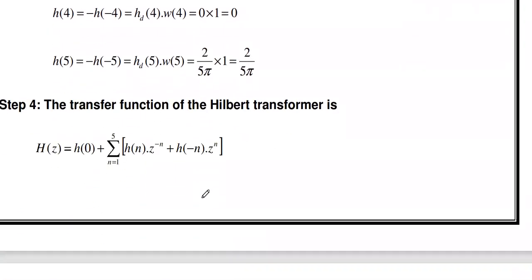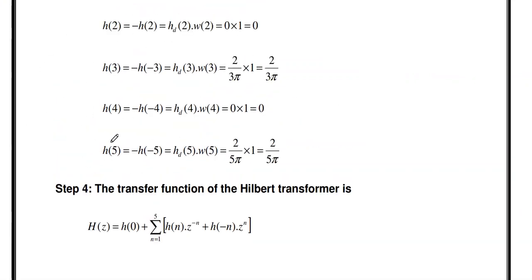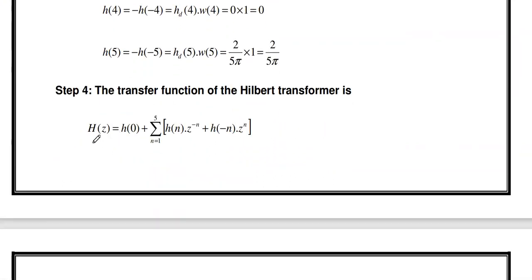So after calculating the impulse response, the next thing is the transfer function. We have to take the Z transform of this impulse response h of n, and we get the transfer function. So H of Z is nothing but the summation n equal to minus 5 to plus 5 of h of n z to the power minus n. Otherwise, splitting it: h of 0 plus summation n equal to 1 to 5 of h of n z to the power minus n plus h of minus n z to the power plus n.